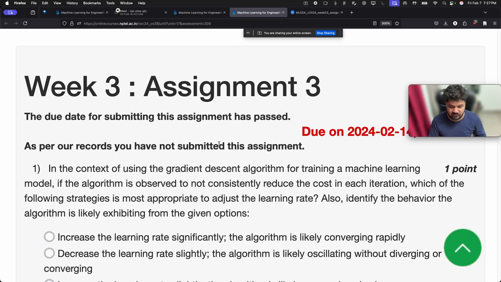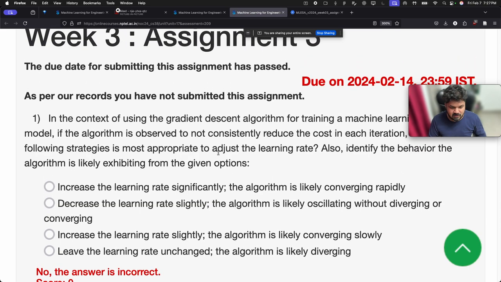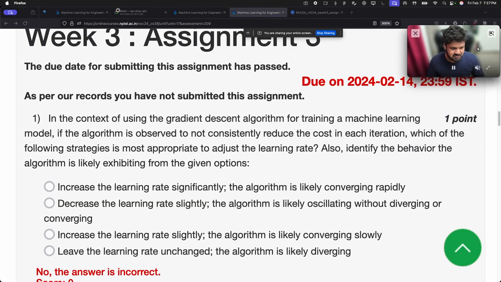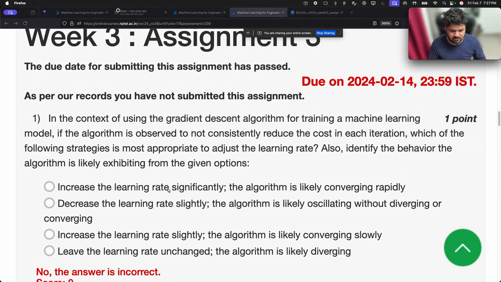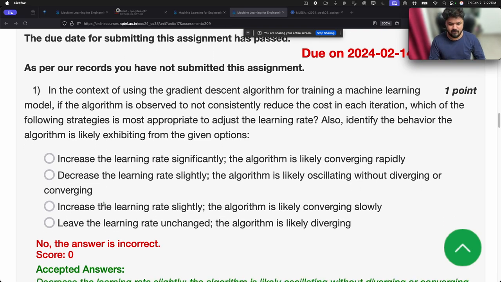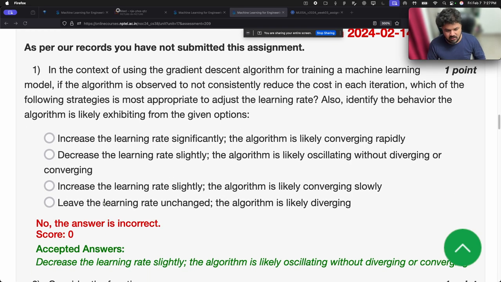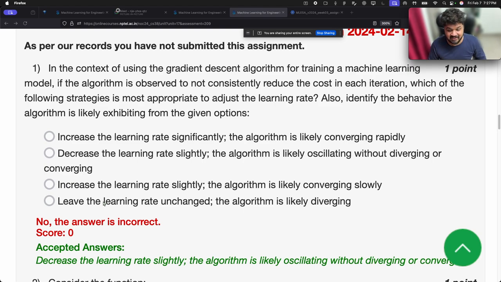Okay, so this is week three. What are the topics for week three? I think it's linear regression type of thing. Okay, I'm tired of reading. Can someone read it out loud for me?